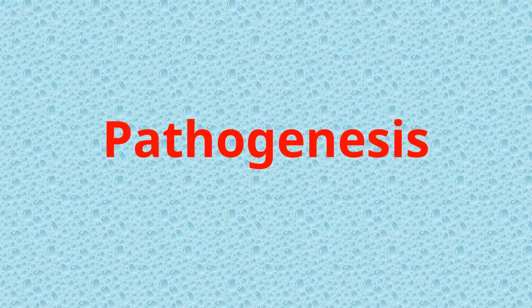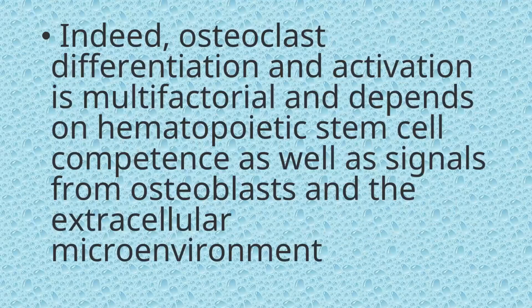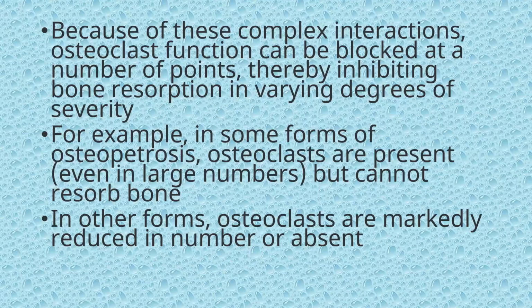The spectrum of clinical severity in osteopetrosis indicates that bone resorption can be inhibited in varying degrees and reflects the complex origin of functional osteoclast. Indeed, osteoclast differentiation and activation is multifactorial and depends on the hematopoietic stem cell competence as well as signals from osteoblasts and extracellular microenvironment. Because of these complex interactions, osteoclast function can be blocked at any number of points, thereby inhibiting bone resorption in varying degrees of severity.